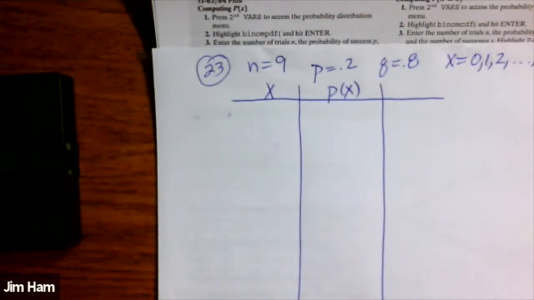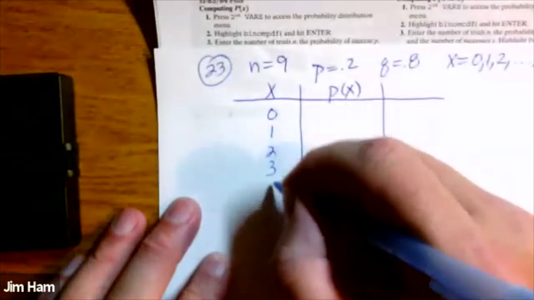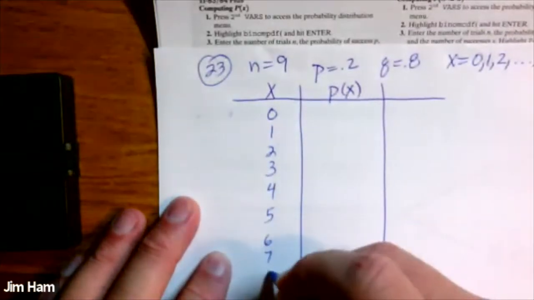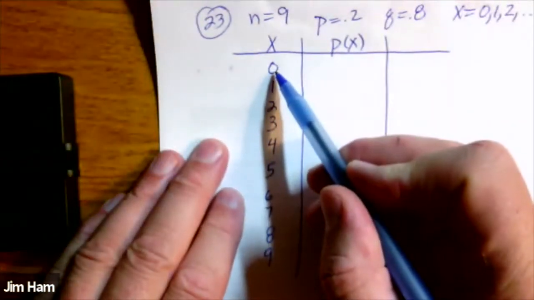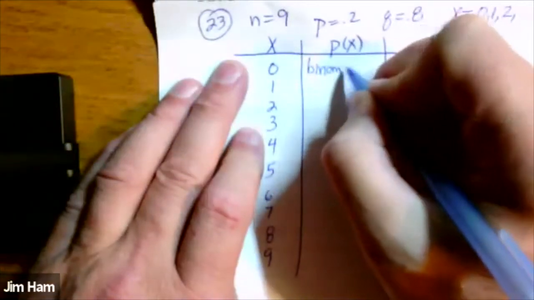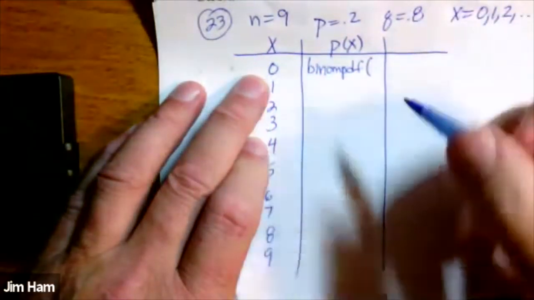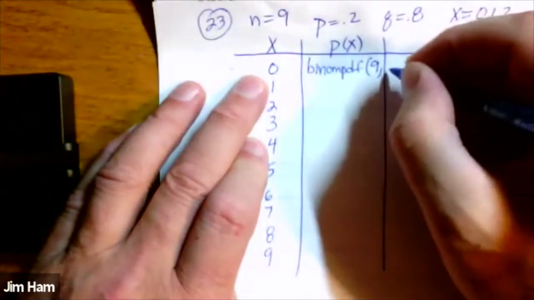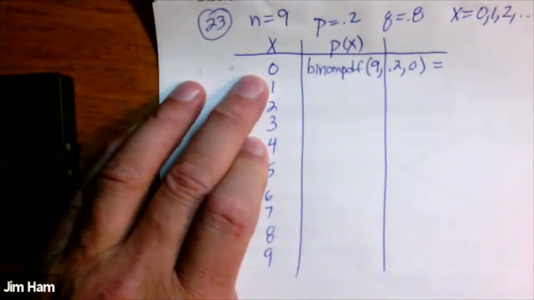In section 6.1, they gave you tables like this, or at least the information that would enable you to find the tables like this. So we're going to put all the possible values of x from 0 to 9 in our table. Then for each one, if you wanted to calculate the probability at 0, n would be 9, p would be 0.2, and then you would plug in the value of 0.